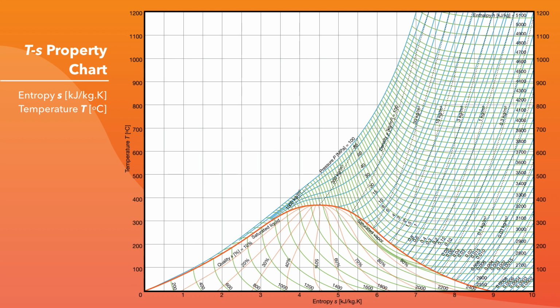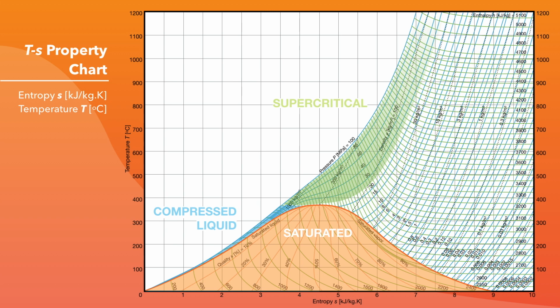The TS property chart can be divided into multiple regions. First, we have our compressed liquid region. Here, the pressure does not have much of an effect on the properties. Then we have the saturated region, where we have a mixture of liquid and vapor phase water defined by quality X. The supercritical region is above the critical temperature of 374 degrees Celsius and a pressure of about 22 megapascals for water. And finally, we have the superheated region to the right, where water begins to behave like an ideal gas. Let us practice retrieving properties from these different regions.